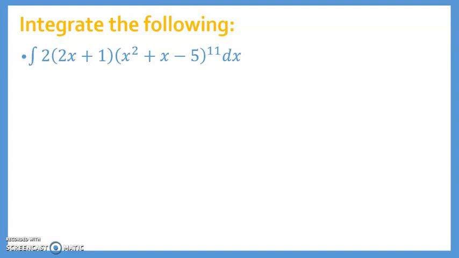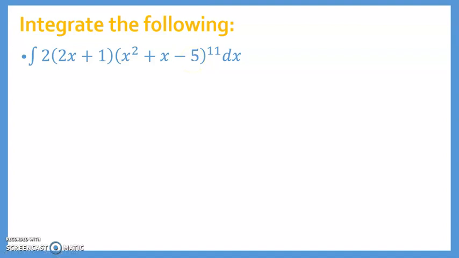So how do we choose u? If you chose u to be 2x plus 1, then du would be 2, which is also found, but what would you do with x squared plus x minus 5? You can't write it in terms of u or du, so this doesn't work.